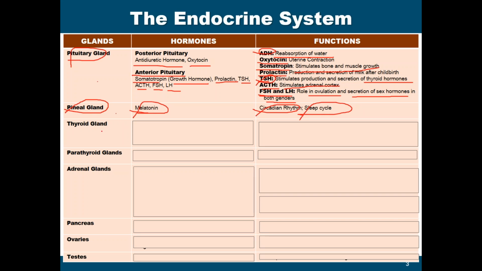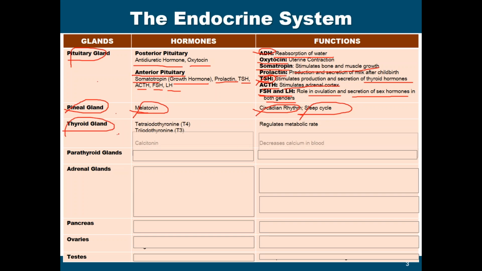The next gland is going to be your thyroid gland. The thyroid gland secretes two hormones, which are your T4 and T3, and an additional one actually, which is your calcitonin. Your T4 and T3, the other name for T4 is your tetraiodothyronine, and T3 is triiodothyronine. So T3 and T4 are hormones that regulate the metabolic rate of the body. And the related disorder when there is a lack of production of T4 and T3 is hypothyroidism. And if there's too much production of T3 and T4, that leads to hyperthyroidism.